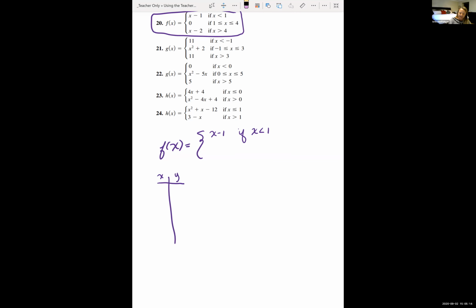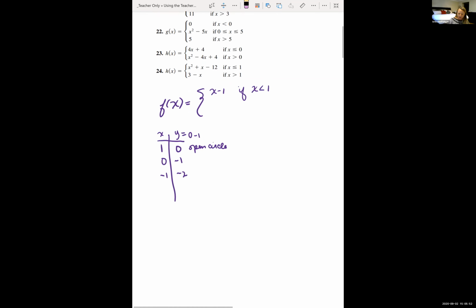So if I plugged in, and again, I want to see what's always happening at my end value of the inequality, 1, which isn't included there. But if I plugged it in, 1 minus 1 is 0. And I'm going to put a little note to myself, this is an open circle. And so now we're going to plug in values that are strictly less than 1. Okay, so 0 is less than 1. If we plug it into that equation, we get 0 minus 1, which is negative 1. If we plug in negative 1, we get negative 1 minus 1, which is negative 2. So I believe that I have enough information right there so I know what the graph looks like.